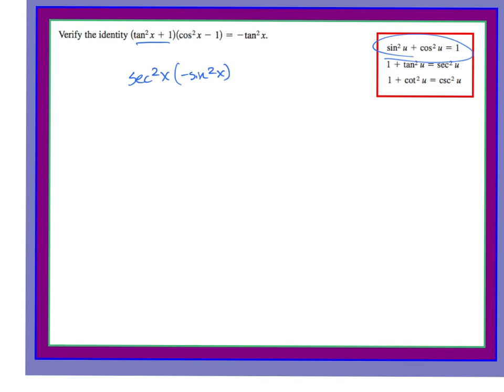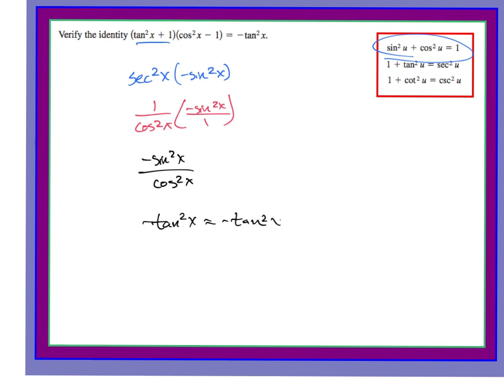Okay. Now what? Convert them to sines and cosines. So what is secant squared? 1 over cosine squared. I have 1 over cosine squared times negative sine squared. So what do we have? Negative sine squared over cosine squared. And what do we know that is? Negative tangent squared. Did we get there? Yes, we did. Pretty good.